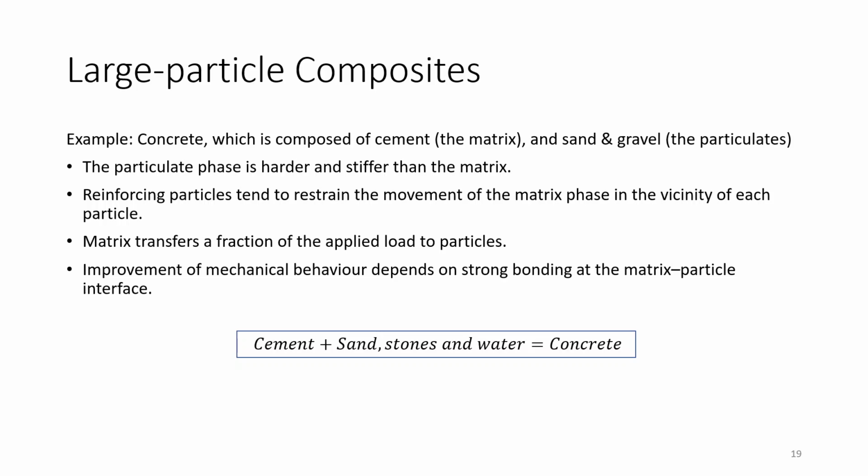In this case, examples include concrete, which is composed of cement, the matrix, and sand and gravel, which consist of the particulates. The particulate phase is harder and stiffer compared to the matrix. The reinforcing particles tend to restrain the movement of the matrix phase in the vicinity of each particle. The matrix transfers a fraction of the applied load to the particles, and it shows improvement in mechanical behavior, which depends on strong bonding at the matrix-particle interface. So in case of concrete, cement plus sand, stones and water combine to create the composite called concrete.